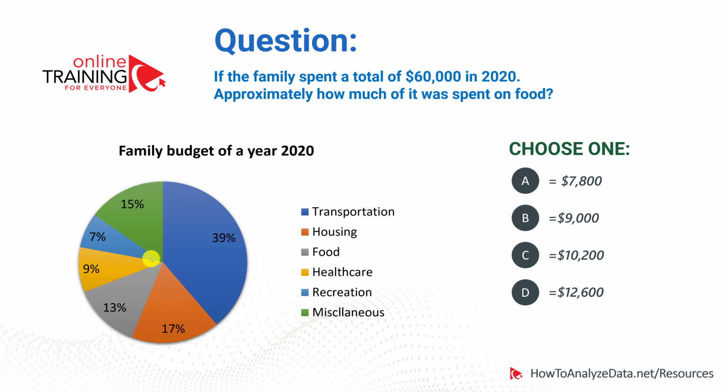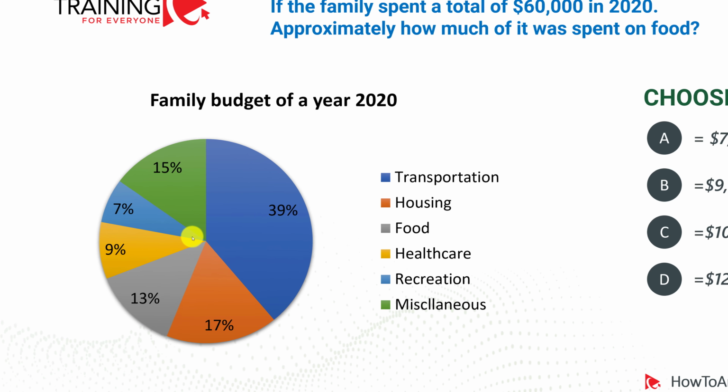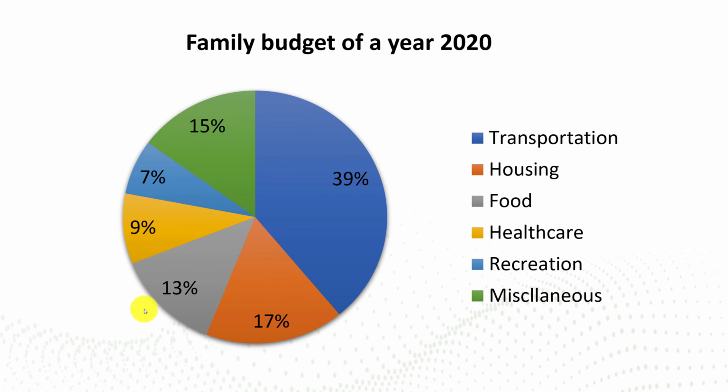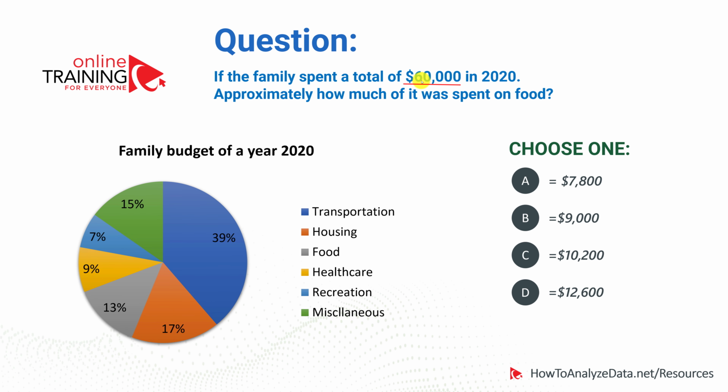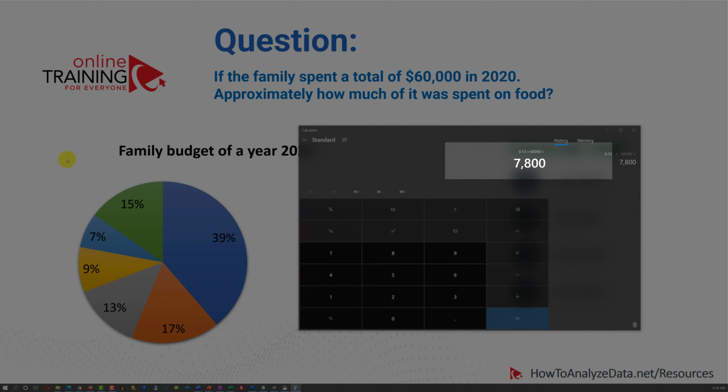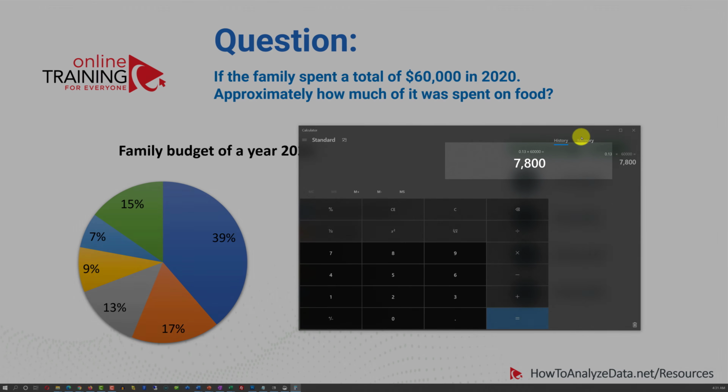To answer this question, you have to analyze the pie chart. And the pie chart represents food as the gray color. And the gray color has 13% of the entire circle, which means that 13% out of $60,000 was spent on food in 2020. To calculate the actual amount, you need to multiply 0.13 by $60,000. And the answer is $7,800 was spent on food in 2020.